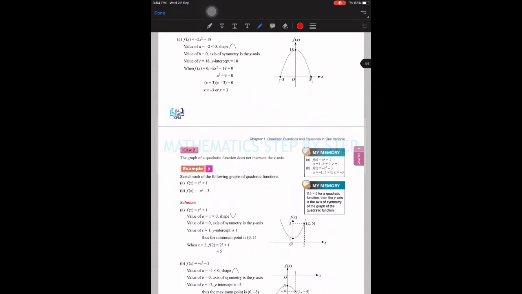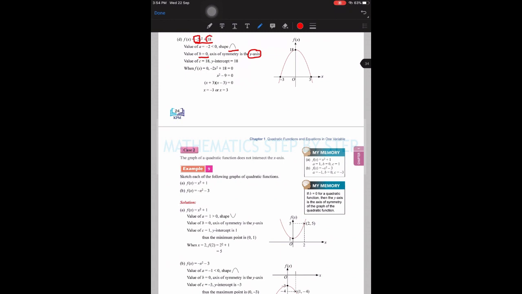Then negative 2x squared plus 18. a equals negative 2. a is less than 0, so it is an inverted smiley. Now b equals 0, so we know that the axis of symmetry is the y-axis. This is what we have learned in the previous video. If you have forgotten or you don't understand this, please refer to my previous videos.